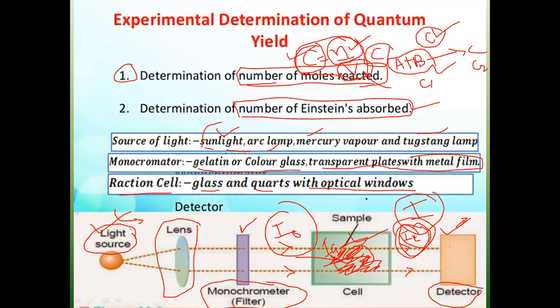Here we look at how many Einstein are absorbed, that is, how many quanta are absorbed by the reacting molecule. So you know the two terms: one is the number of moles reacted, and the other is the number of quanta absorbed by the reacted molecule. Now you can take the ratio of these two terms and you will get the value of quantum yield.